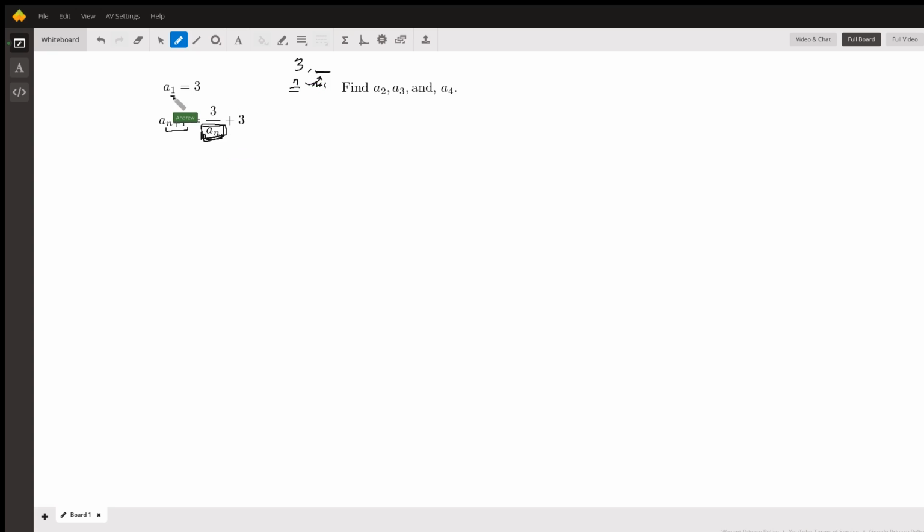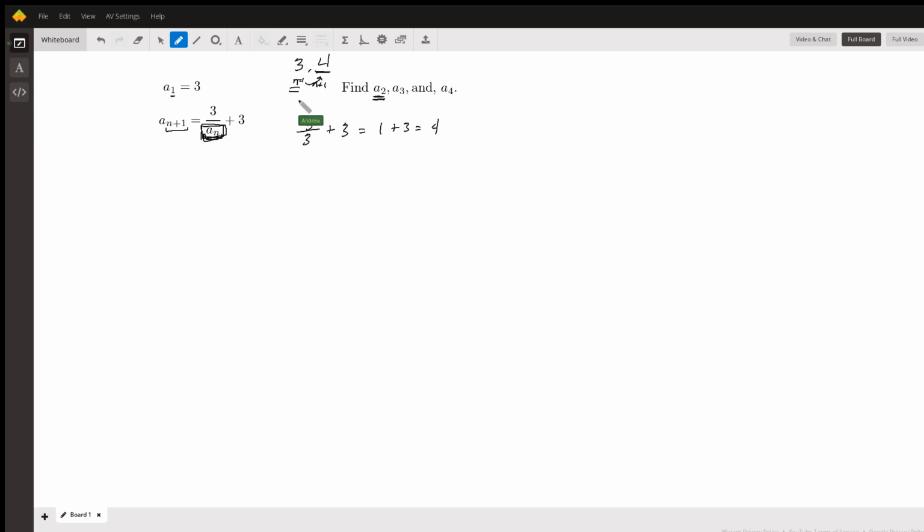So in this case, our first one is n equals 1, which is 3. If we want to find the second one, then we would take 3 and divide it by the previous one. The previous one would be 3, so we divide that, and then we add 3. So 3 divided by 3 is 1, we add 3, and then we get 4. That would be A2.